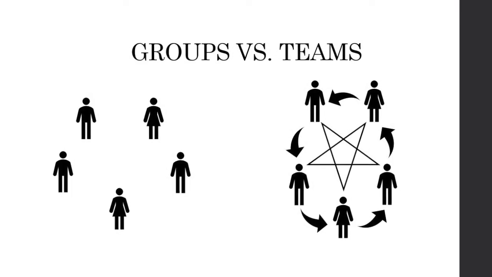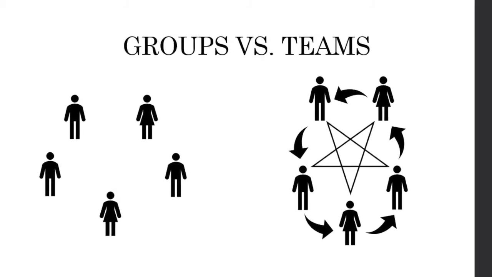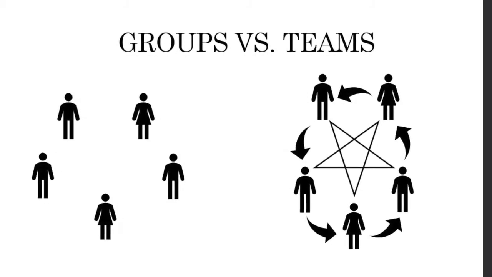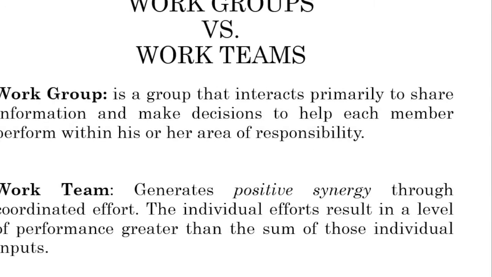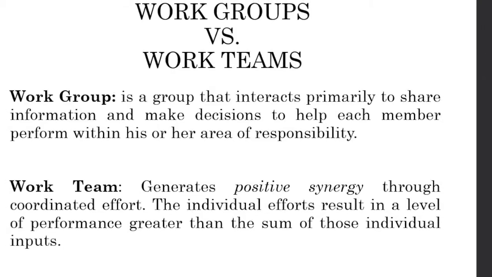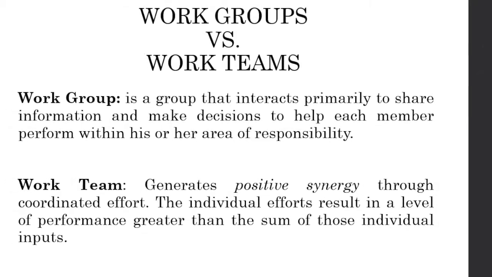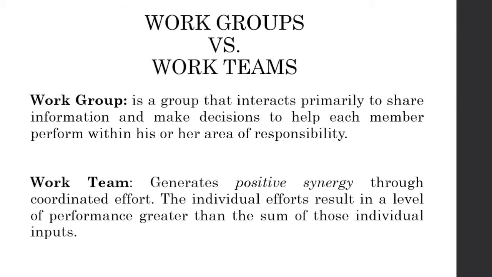First, a work group. It's a group that interacts primarily to share information and make decisions to help each member perform within his or her area of responsibility. On the other hand, a work team generates positive synergy through coordinated effort. The individual efforts result in a level of performance greater than the sum of those individual inputs.